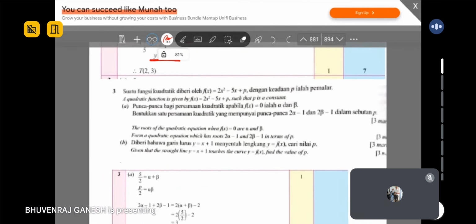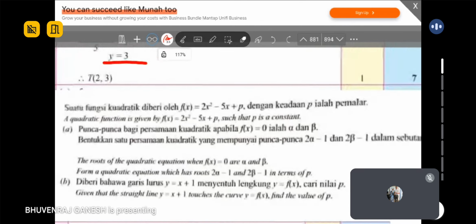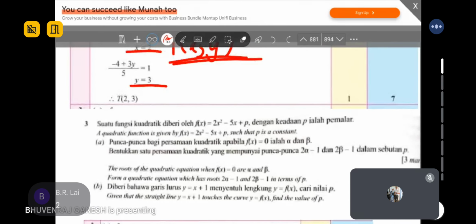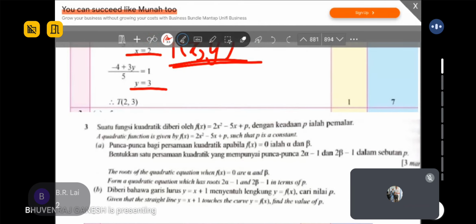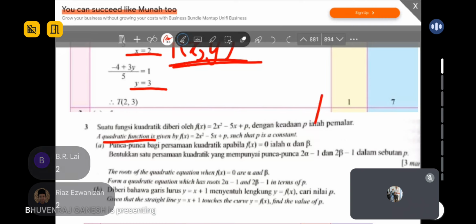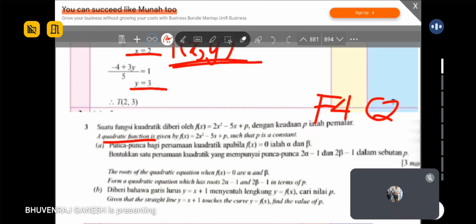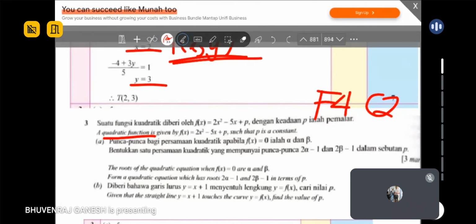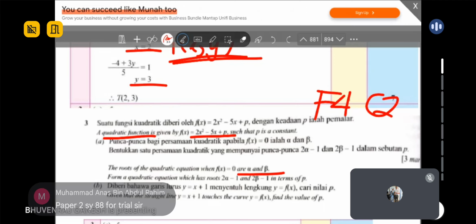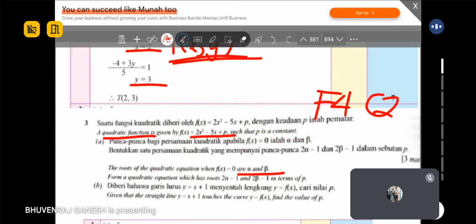Okay, so we see question 3, guys. So what chapter is this? The question itself tells you already. Quadratic function, form 4 chapter 2. Okay, so 6 marks. Alright, so they tell you this equation, the roots are alpha and beta. Wow, that's already good. You can get A plus with this one. If your paper 1 score is good too, there's a very high chance.